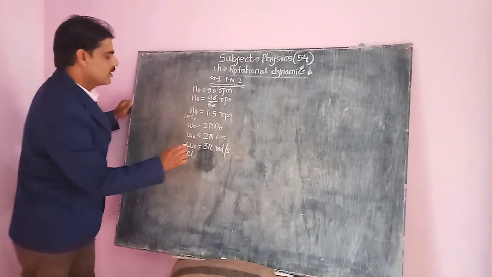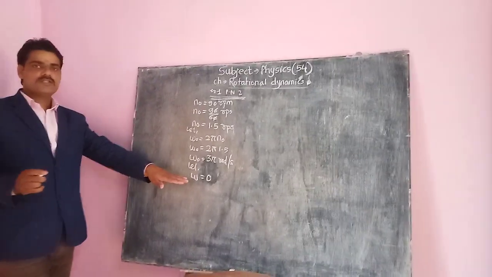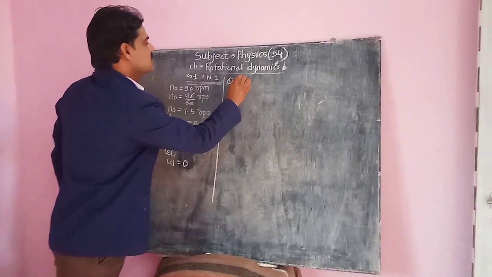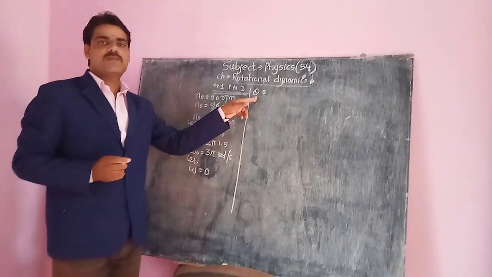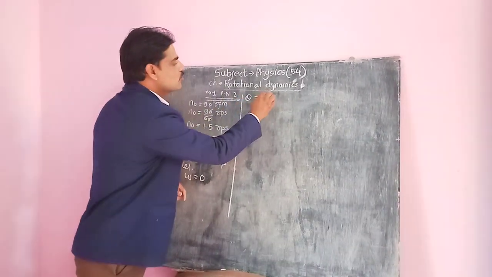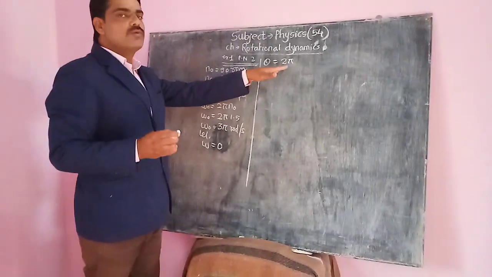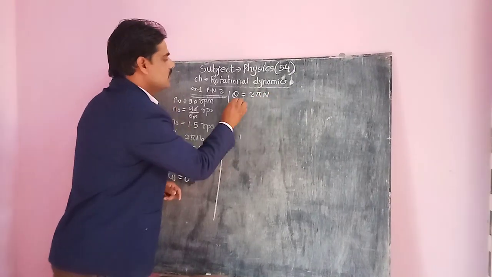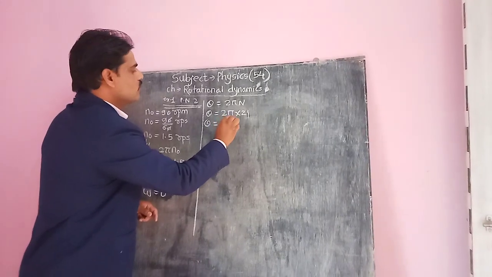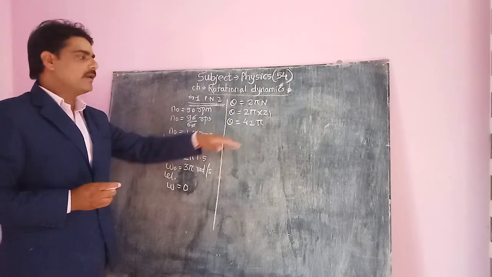Let final angular velocity omega is equal to 0, as the fan stops after 21 revolutions. Theta is the angular displacement. For one revolution, angular displacement theta is equal to 2 pi. As there are 21 revolutions, we can write theta is equal to 2 pi n. Theta is equal to 2 pi into 21. Theta is equal to 42 pi.